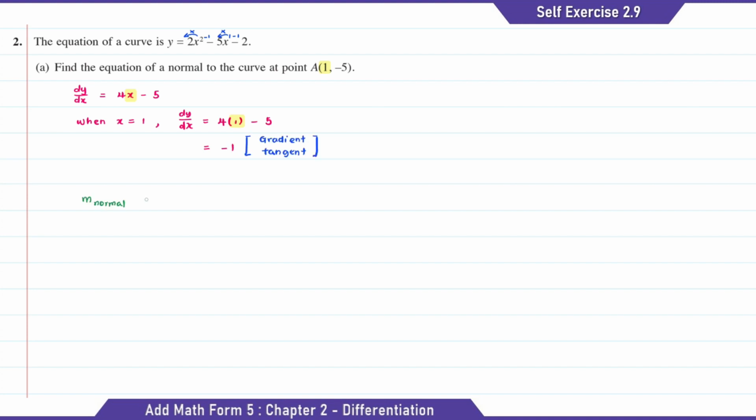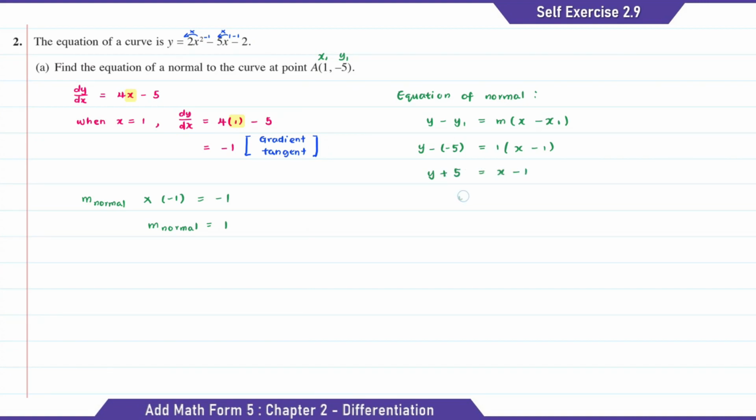Then, the gradient of the normal multiplied by the gradient of the tangent, which is negative 1, gives negative 1. Then the gradient of the normal is positive 1. So here, let the coordinates of point A be (x1, y1). y minus negative 5 equals 1 times (x minus 1). Then y plus 5 equals x minus 1. Then y equals x minus 1 minus 5. Then the equation will be y equals x minus 6.